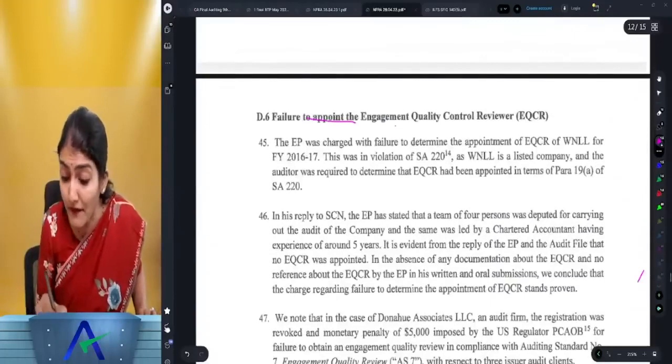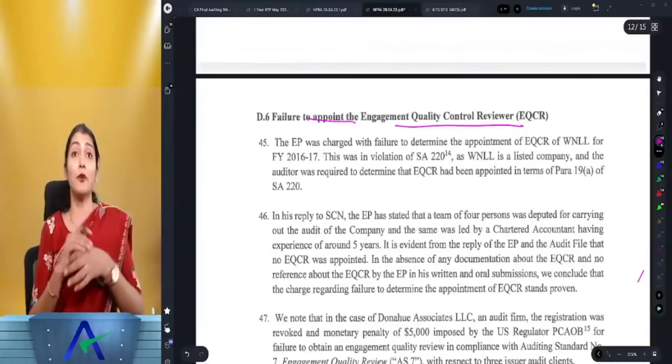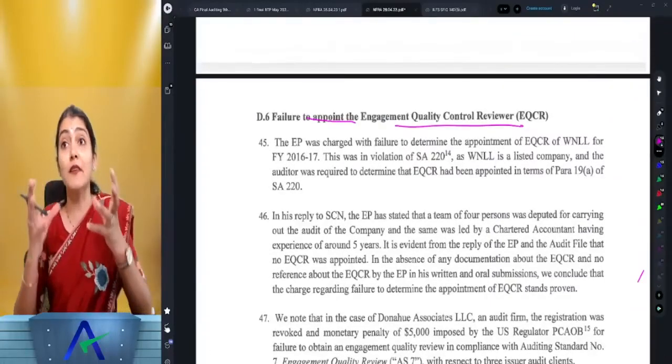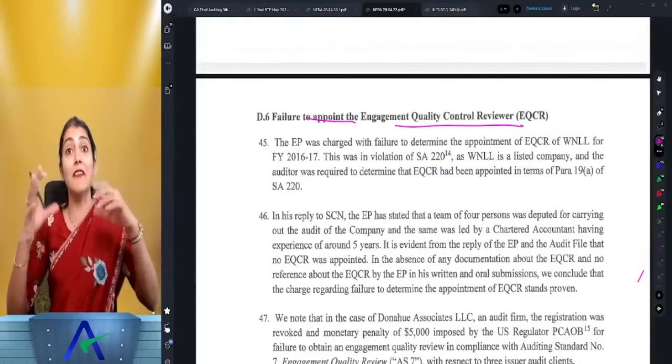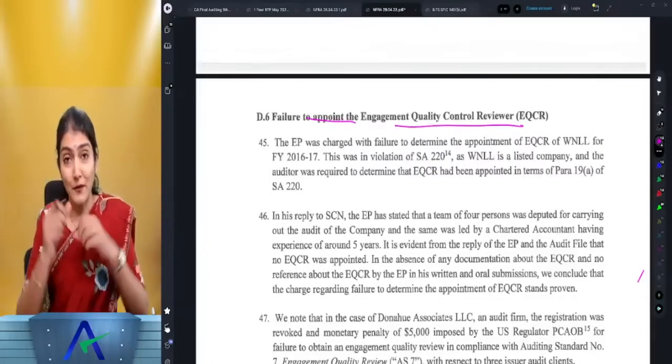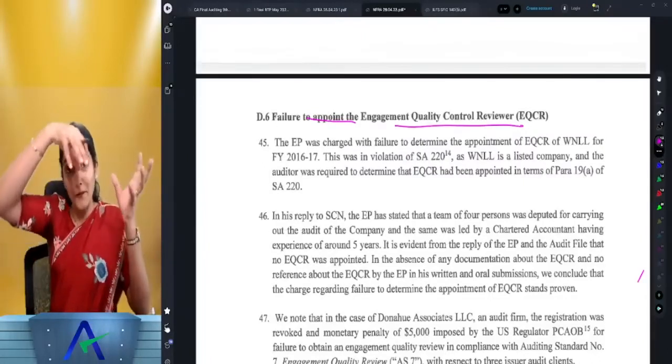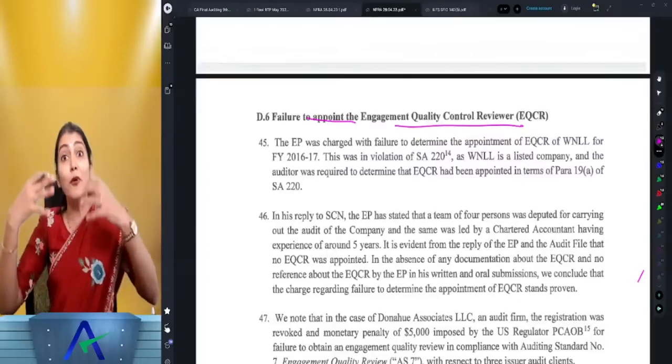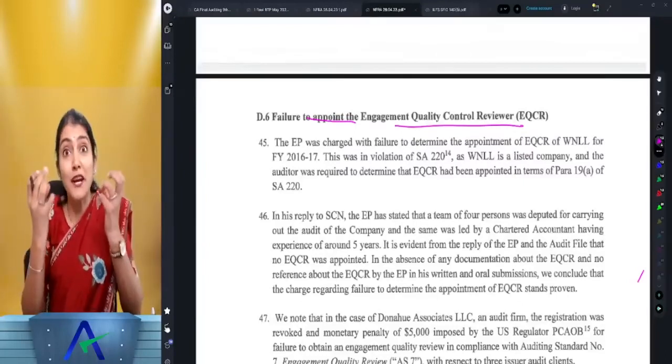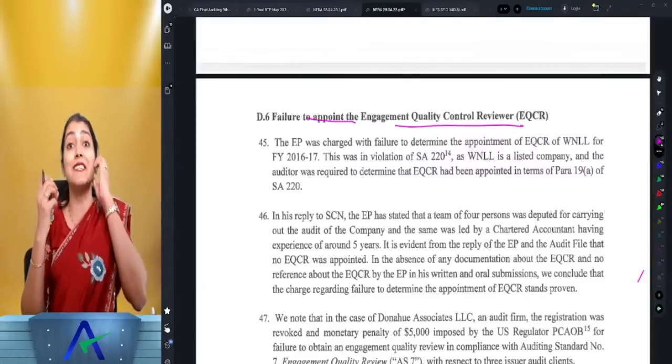Then failure to appoint the EQCR. And if you're doing audit of listed entities, EQCR is compulsory. Others, it is left at the discretion of the firm. Right? So EQCR, the work of one CA being reviewed by another CA before the report is issued, an objective evaluation of the significant judgments made.